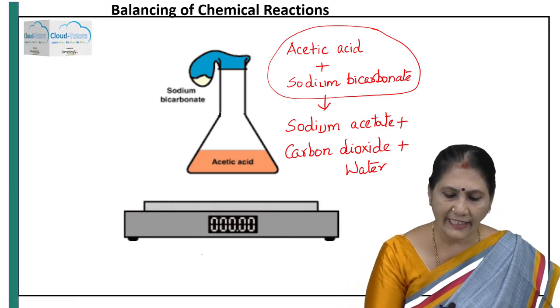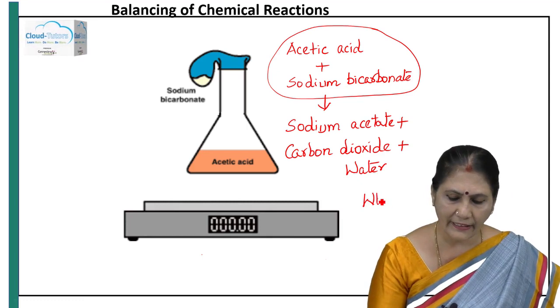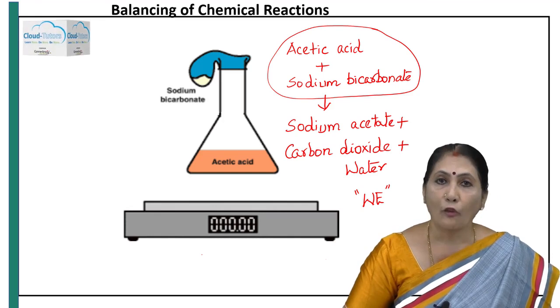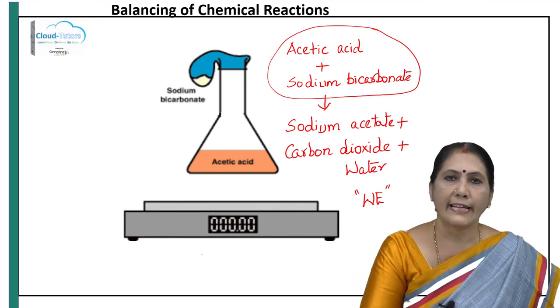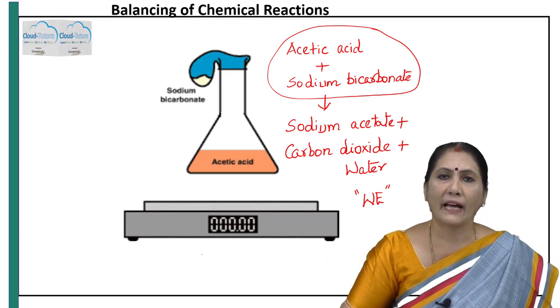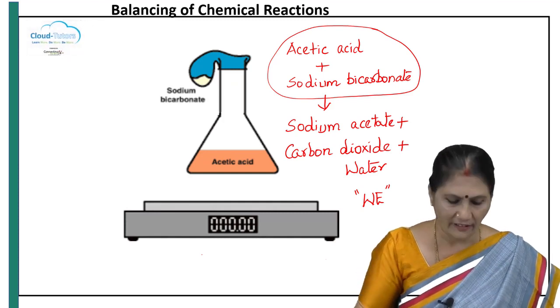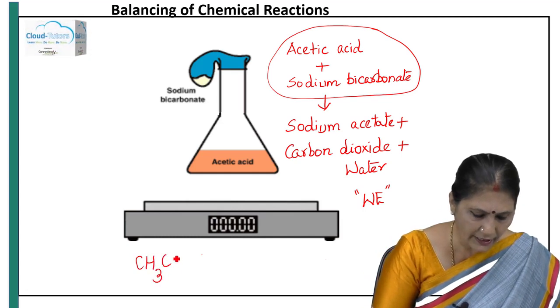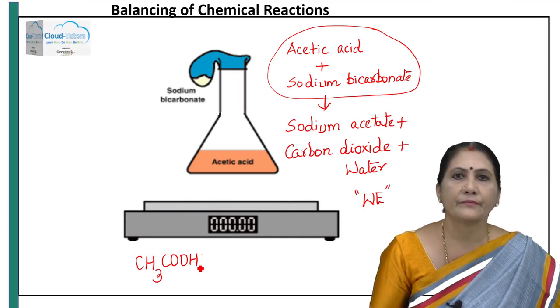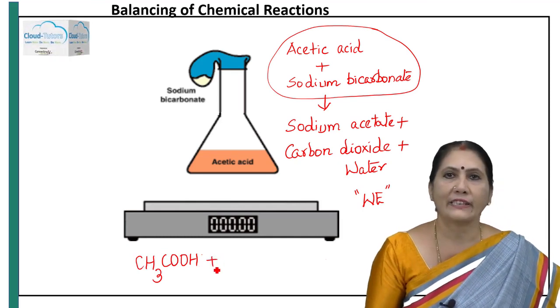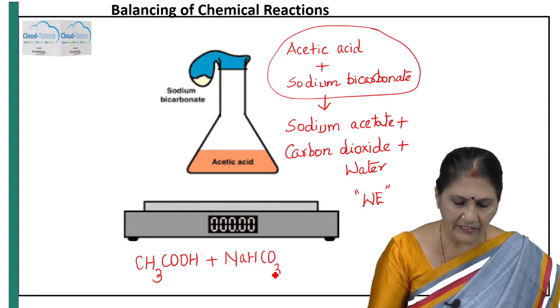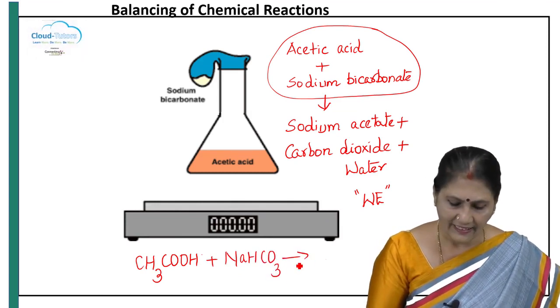That means this equation is written in the form of a word equation. Well, I want the same equation to be represented in another manner, which is called the chemical formula equation. So let me write here. Acetic acid is given by the formula CH3COOH. This is made to react with sodium bicarbonate, NaHCO3.